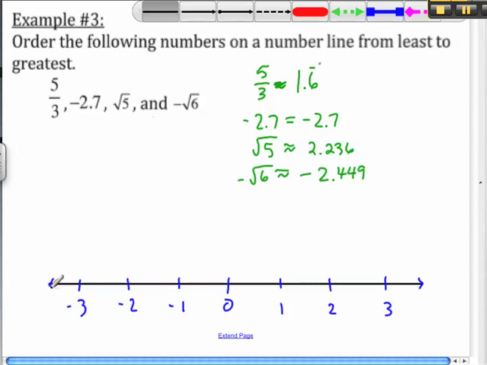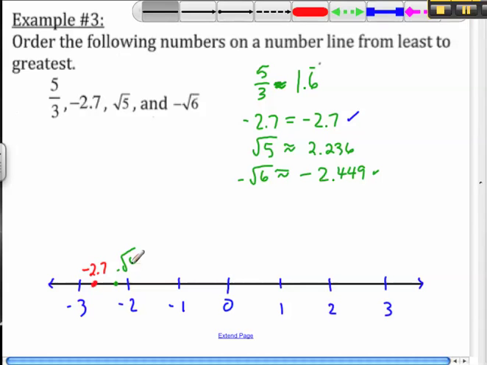Okay, now the smallest number I have is negative 2.7, so I'm going to put that about right here. It's an approximation, so negative 2.7. Good. And then the next smallest number I have is negative 2.449. Okay, but I want to write down what they gave me, so I'm going to put that as negative square root 6. I don't want to give the decimal approximation because that's not what they gave me.